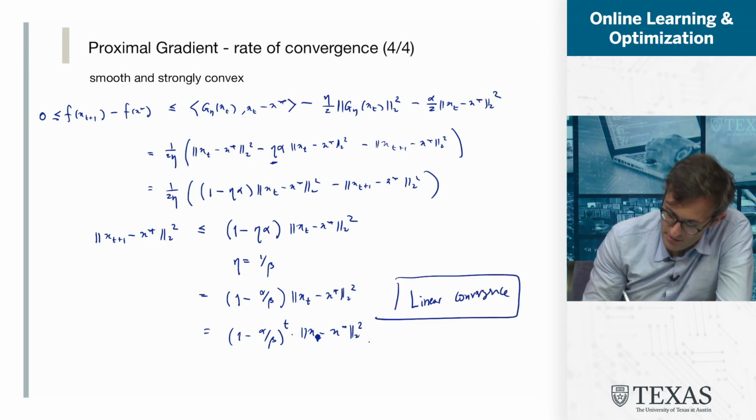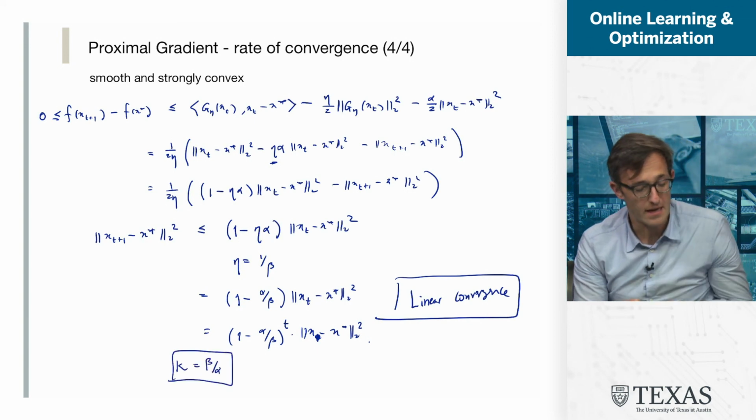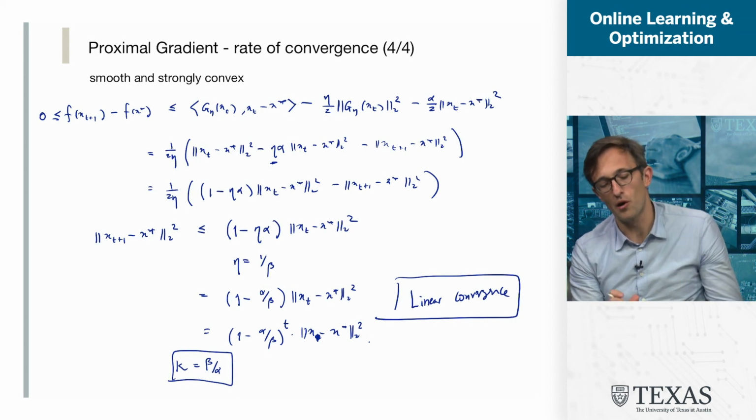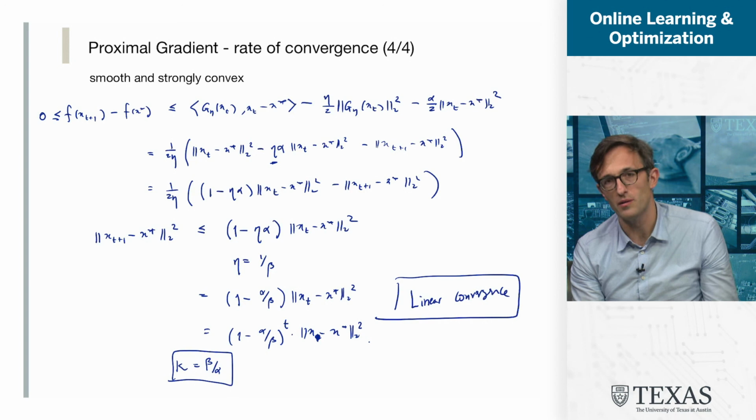And note that I've got my kappa here just as before. So I basically get the exact same rates that we had before. That brings us to the close of our rates of convergence for proximal gradient. We're going to pick it up next time.